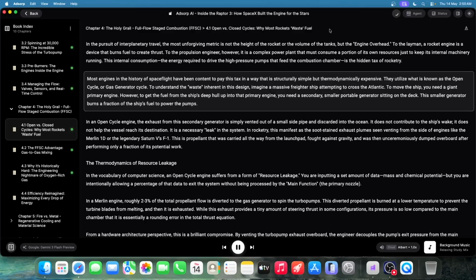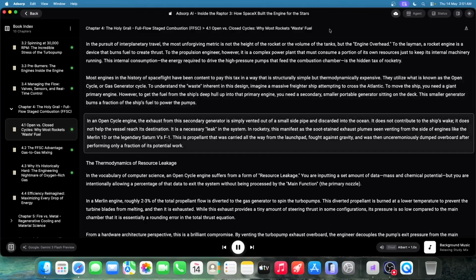To understand the waste inherent in this design, imagine a massive freighter ship attempting to cross the Atlantic. To move the ship, you need a giant primary engine. However, to get the fuel from the ship's deep hull up into that primary engine, you need a secondary, smaller portable generator sitting on the deck. This smaller generator burns a fraction of the ship's fuel to power the pumps. And in an open-cycle engine, the exhaust from this secondary generator is simply vented out of a small side pipe and discarded into the ocean.